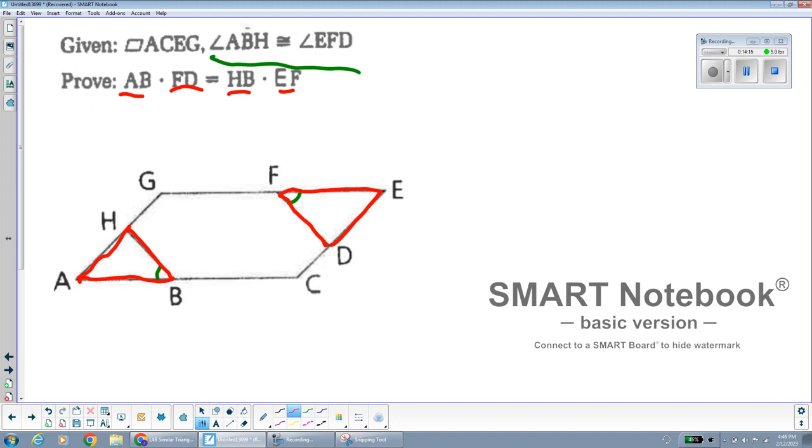So I already from the givens have one pair of congruent angles in the two triangles. Now I know that we have a parallelogram, so I'm going to think about my properties of parallelograms that involve angles.